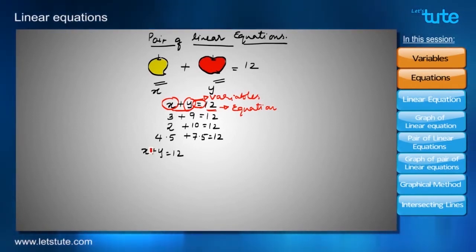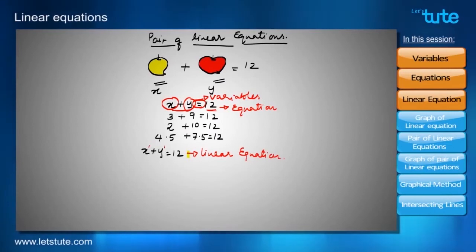We can see that there is nothing in the power. That means there is a power of 1. When powers of the variables in the equation are 1, that equation is called as linear equation. Now you must be thinking why this equation is called as linear equation. Linear means straight. Such equations where powers of the variables are 1, they give straight lines.